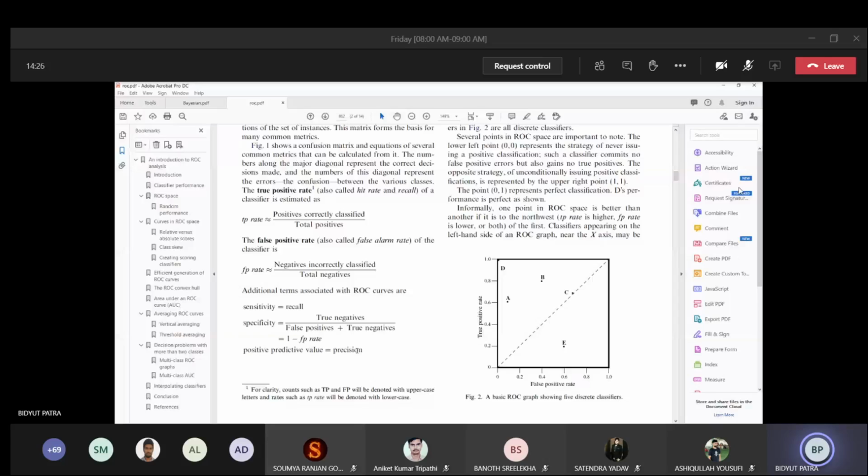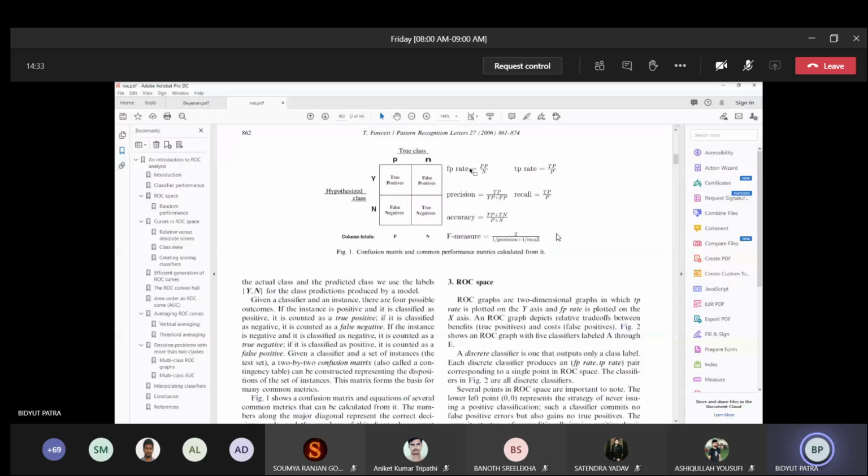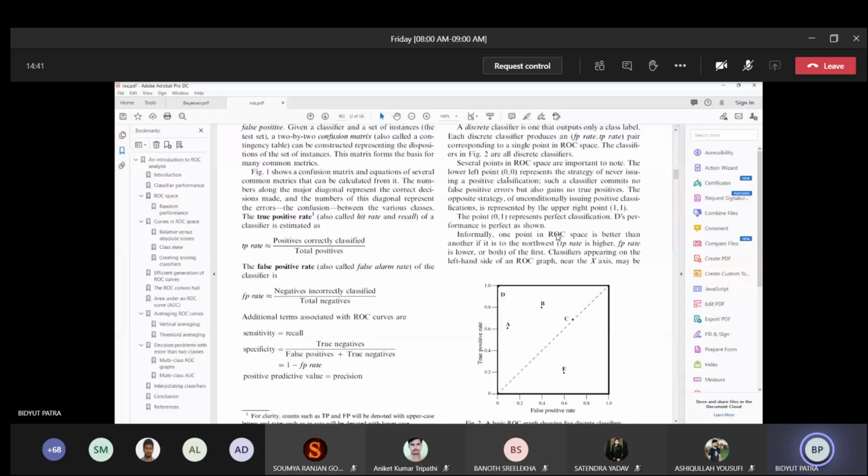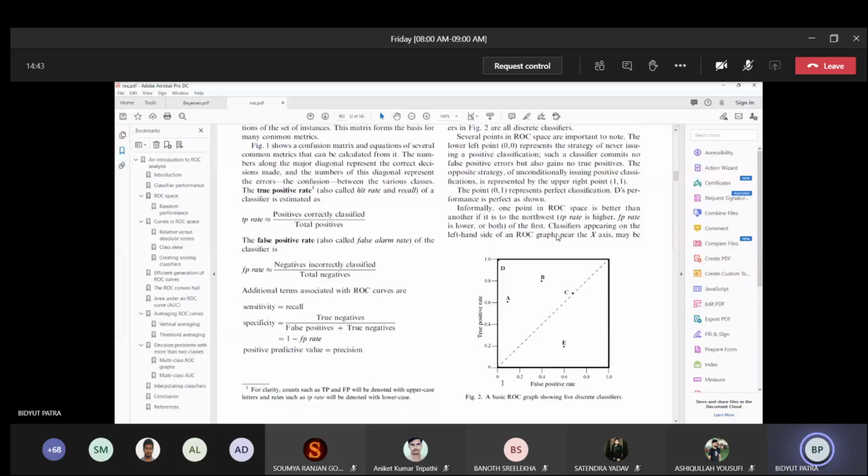Diagram here. So we have the false positive rate and true positive rate. False positive rate should be reduced and true positive rate should be up. Now we can have a plot, and on the horizontal axis, that is the x-axis, we follow the false positive rate.